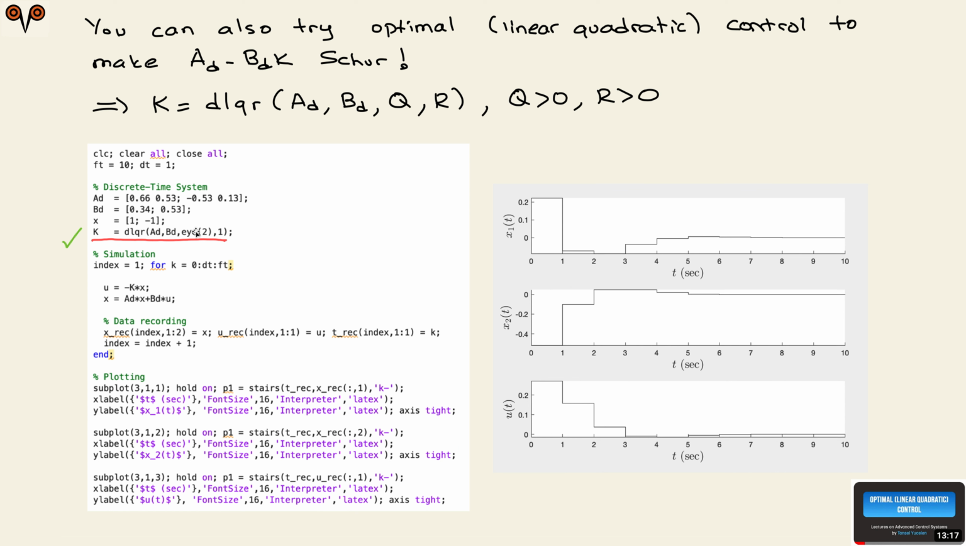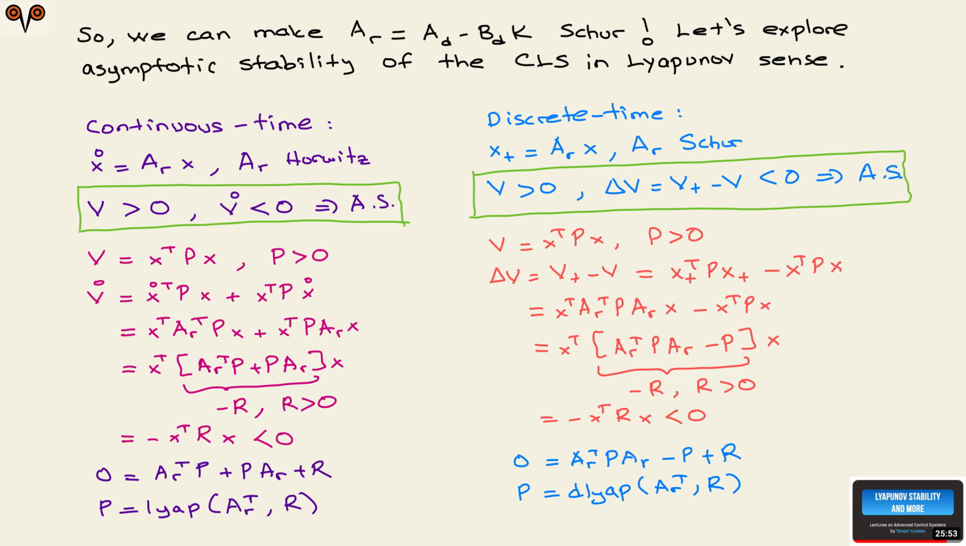If you want me to do a discrete time LQR video similar to the continuous time example, let me know, we can do it. If you use this, it will give you a stabilizing gain that makes AD minus BDK Schur. Here in this video, x1 converges to 0, x2 converges to 0, and the control signal is like this.